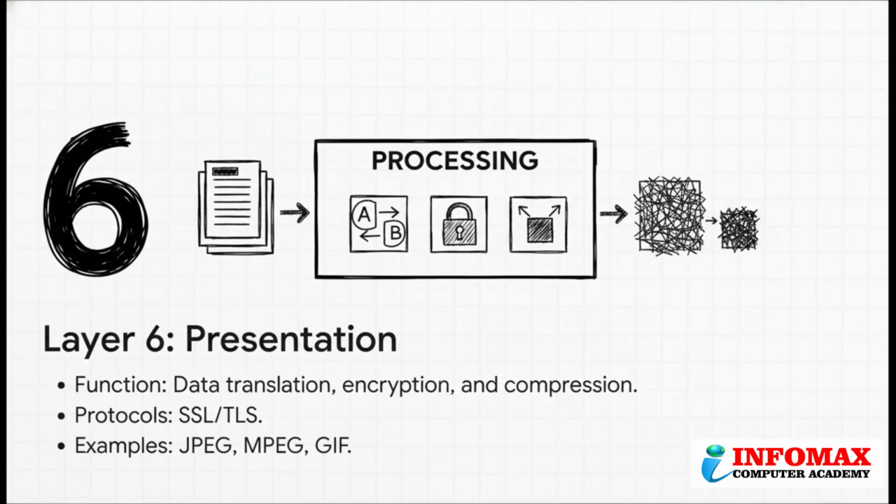Next up, your data drops down to layer 6, the presentation layer. Think of this layer as the universal translator and security guard, all in one. Its main job is to make sure your data is in a format that the other computer can actually understand. But it also handles really important stuff like encryption. You know, when you see that little padlock in your browser or the S in HTTPS, that's layer 6 at work, using things like SSL and TLS to scramble your data into a secret code. Oh, and it also compresses the data to make the file smaller, which means it'll send way faster.